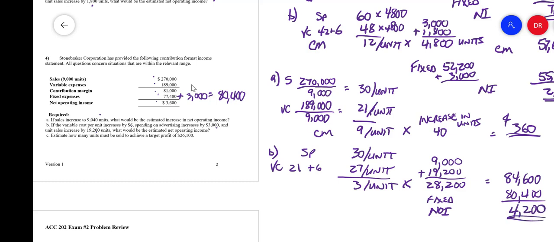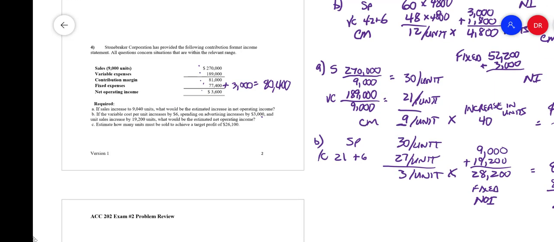So that's letter B. Okay, here we are at letter C. Estimate how many units must be sold to achieve a target profit of 26,100. So we're going to use the target profit formula, which takes the target profit plus the fixed expenses divided by the contribution margin per unit. In this case, it will be 26,100 plus 77,400 divided by 9 per unit.